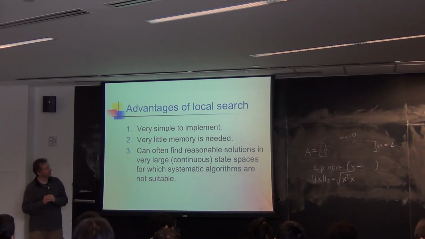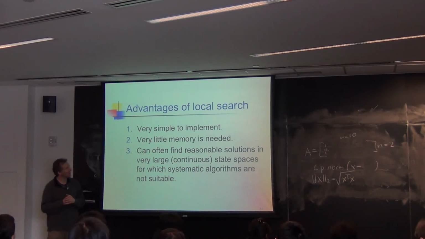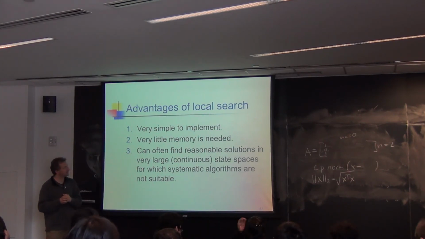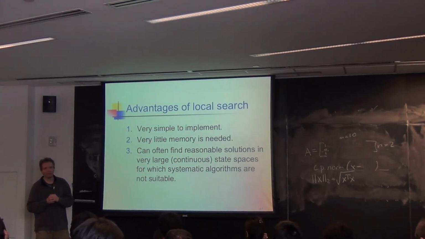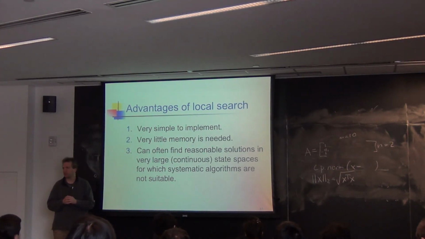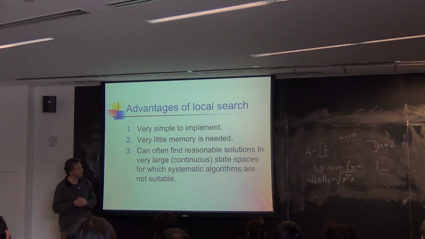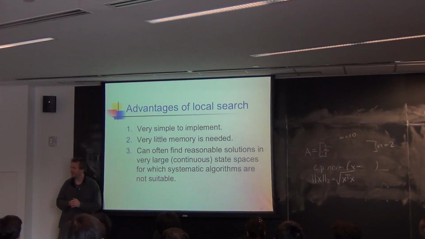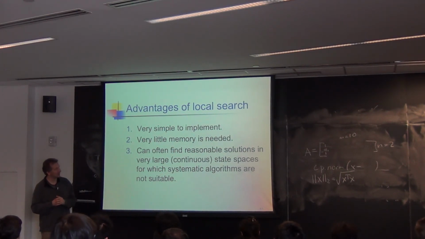Anyhow, so some of the advantages of local search are that it's very simple to implement, usually. If you can rapidly generate total solution states, then it's easy to implement. Still have the problem of saying what makes something better than something. Still have the problem of determining what's a good neighbor. Very little memory is needed. In fact, it's easy to bound because you can choose how many neighbors you want to keep around, right? And you can often find reasonable solutions in very large, somewhat continuous, not continuous the way that Zico was showing you, space, and for which systematic algorithms are not suitable.